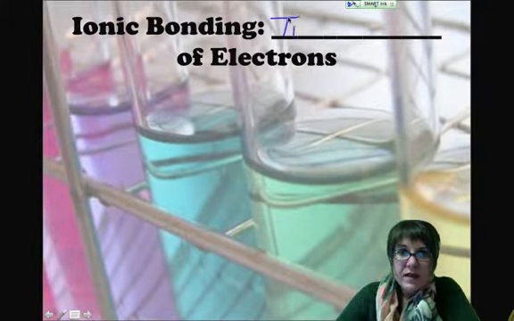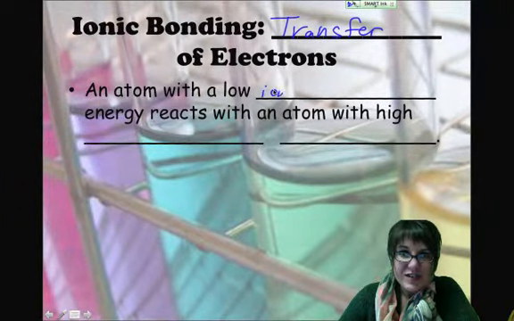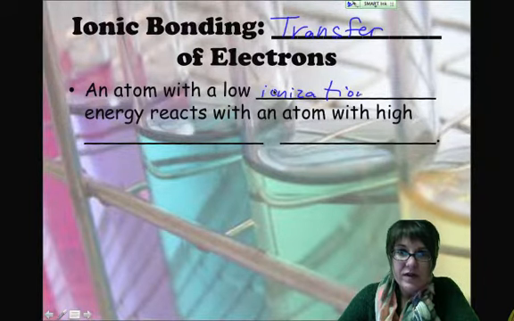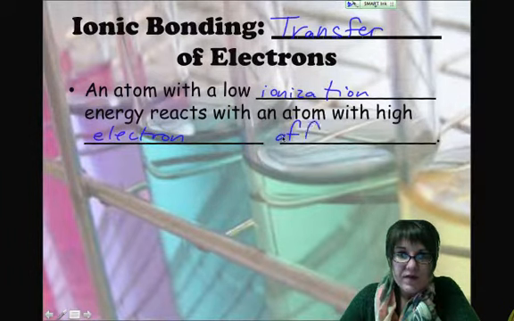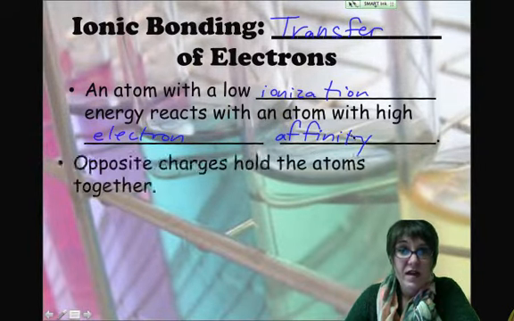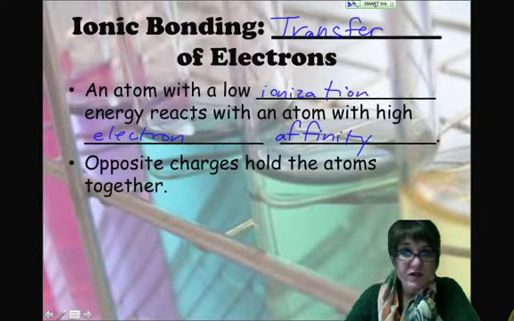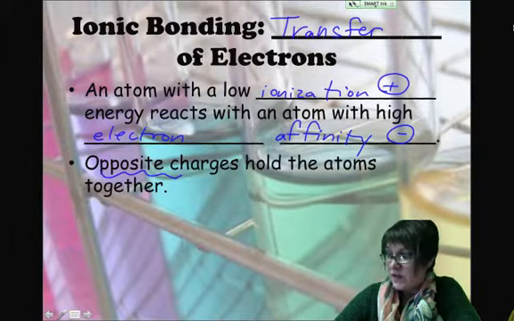Ionic bonding is considered to be the transfer of electrons to form a bond. So an atom that has a low ionization energy is going to react with an atom that has a high electron affinity. One thing wants to get rid of the electron, the other thing wants to have more electrons. And that's how we would get opposite charges. The thing with low ionization energy will form the positive charge. The atom with high electron affinity forms the negative charge, and they stick together because opposites attract.